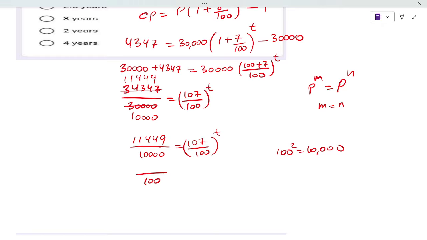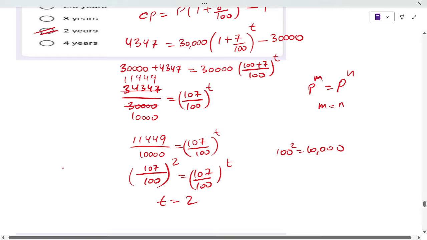So 107 square is 11449. I don't know the exact value, but I can say that 7 square is 49, so the unit digit is 9, and 11449 also ends in 9. So 107 square gives us 11449 divided by 10,000, equal to 107 by 100 to the power of time. Now we have the same base. That means time is equal to 2. So the answer is 2 years.